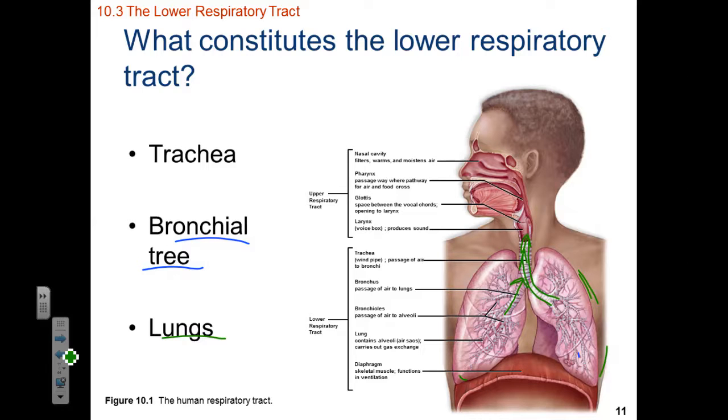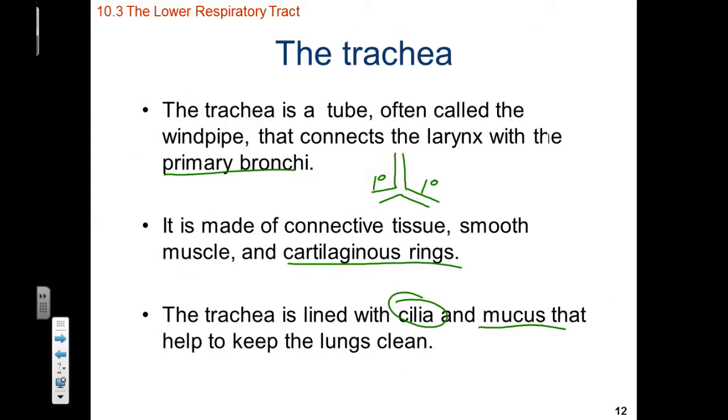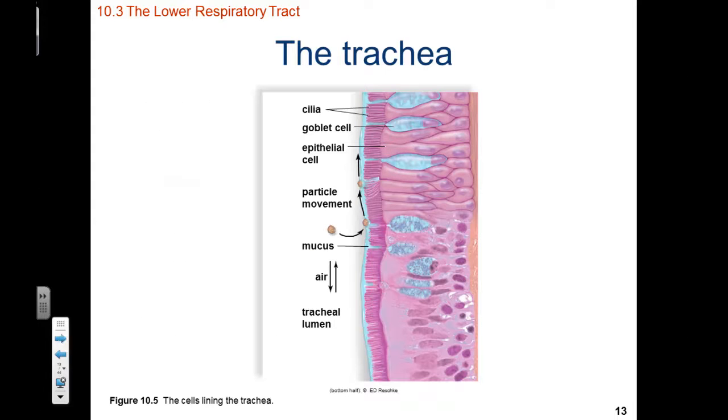This mucus moves up, out of the lungs, and then oftentimes is going to be swallowed and sent down the esophagus. And as that mucus is being moved by the cilia, it's going to serve to help keep the lungs clean. The mucus will collect dust and particles, pollen, mold spores, etc., and then will be carried out of the lungs to help clean our lungs.